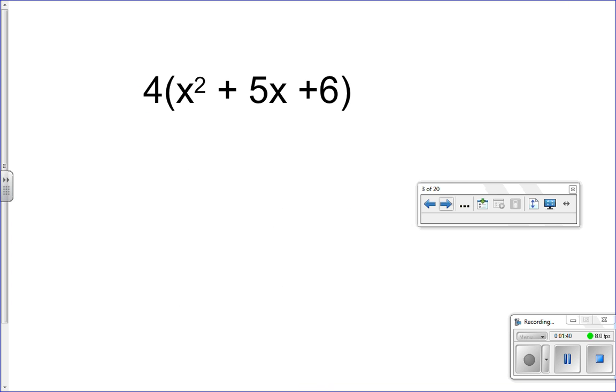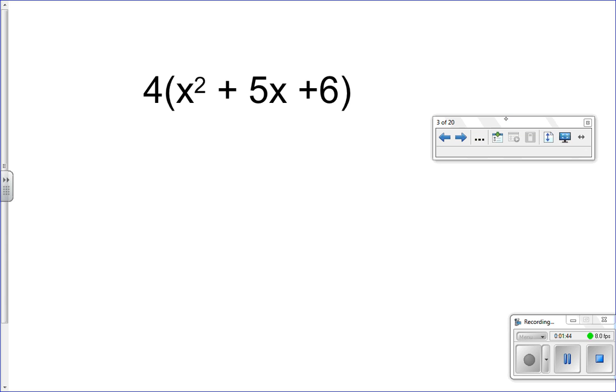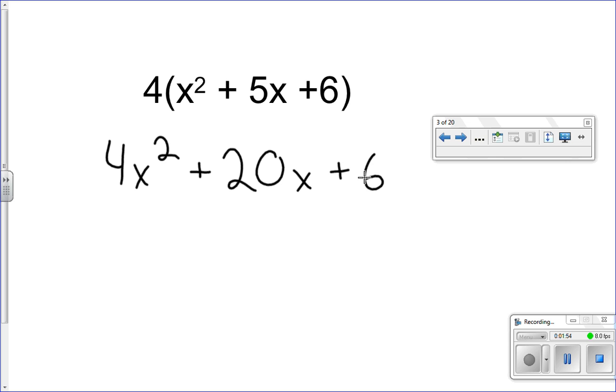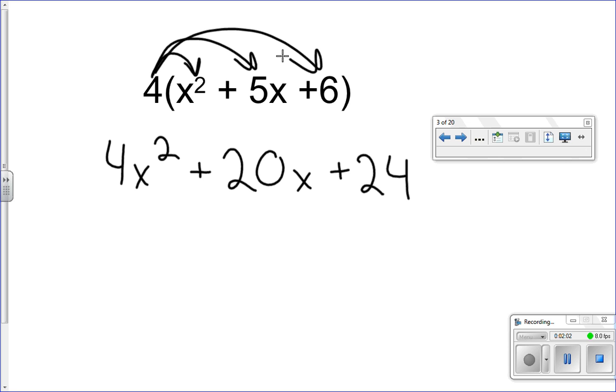So we're going to do a couple of these. I want you to try this one on your own. For this one, you should have got 4x squared plus 20x plus 24. Because remember, we distribute the 4 to all three terms.